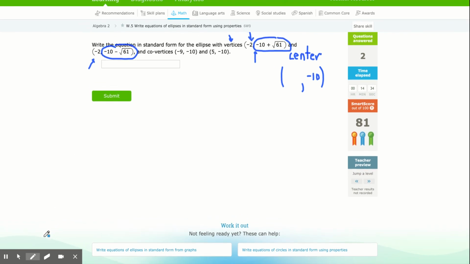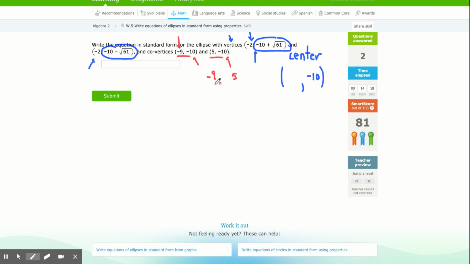Now let's find the x value for my center, and I found that by the covertices, because if you notice in the covertices, the y is the same. So that means I'm not shifted up or down. I'm shifted right and left for the covertices. The x value for the one covertice is negative 9. The x value for the other covertice is 5.